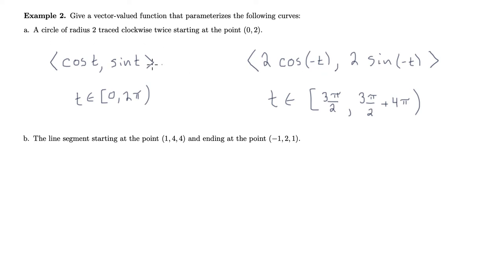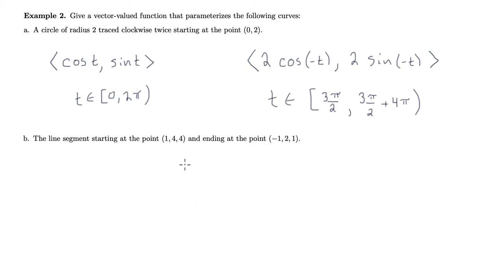And just take some time to think about everything that we did. We made it a circle of radius 2 by just doubling sine and cosine. We reversed the orientation by making the argument negative. And then we made it go around twice by just adding in another 2 pi. So instead of just going over an interval of length 2 pi, we went over 2 periods, and then we shifted our starting point to make us start at the point 0, 2.